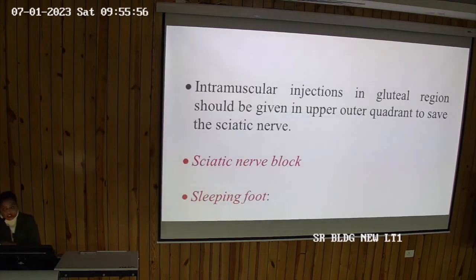An intramuscular injection in the gluteal region is given in the upper outer quadrant to prevent injury to the sciatic nerve. For a sciatic nerve block, if a surgery is to be performed on the back of the thigh, obviously because we block all the muscles, not only the back of the thigh, since if we block it high up, the branches to the leg are also from the sciatic nerve, so there will be analgesia and anesthesia there. For this, the nerve block should be given 4 to 5 centimeters midway between a line joining the posterior superior iliac spine and the greater trochanter.